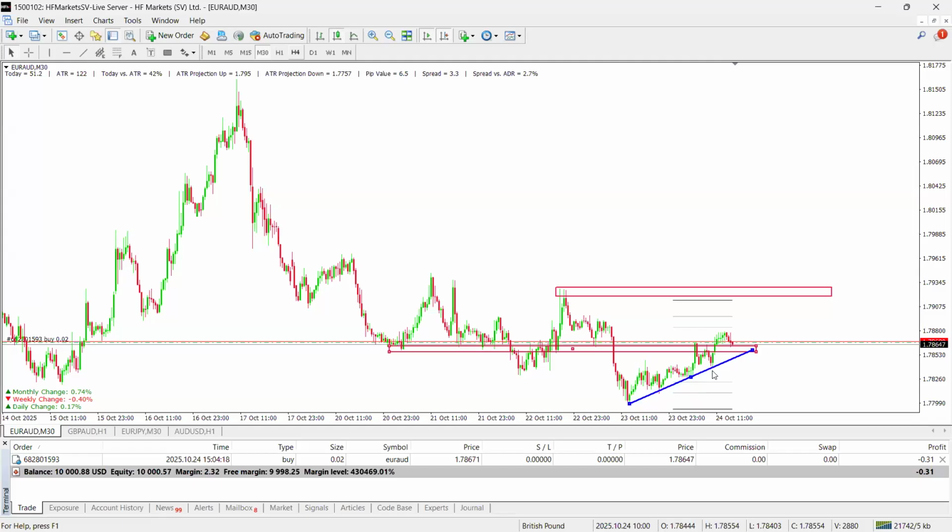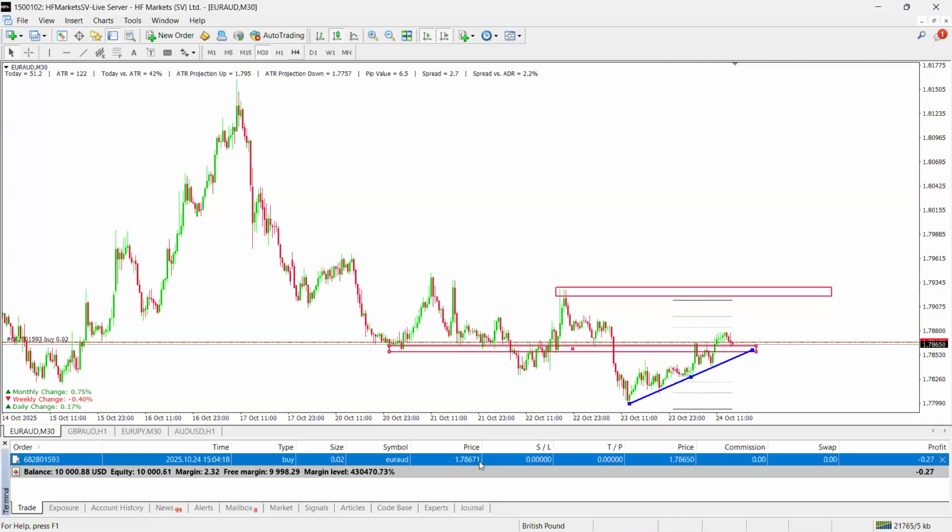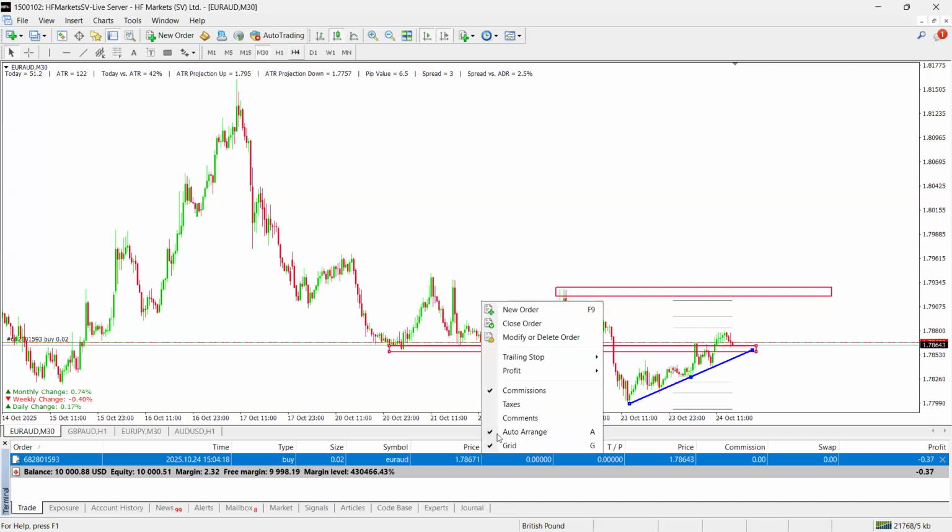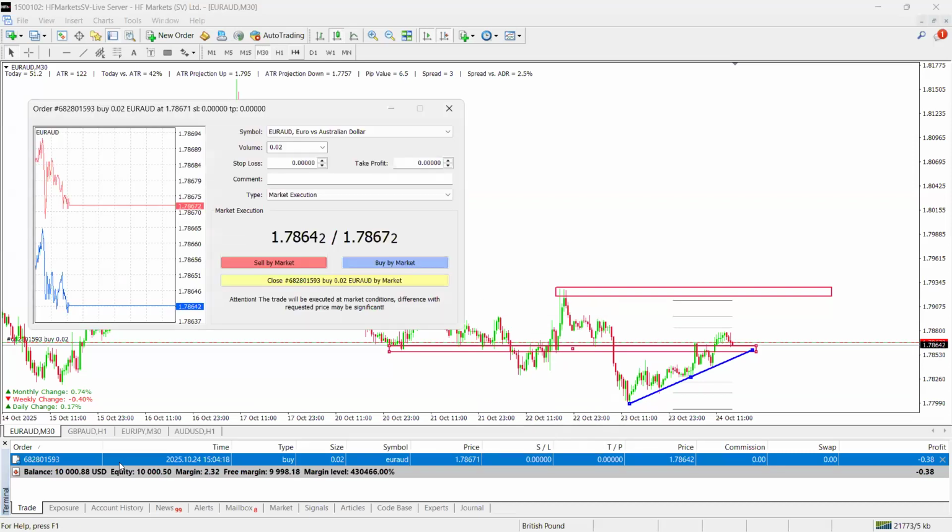How do we do a partial closure? You can right click on the trade that you want to close, click on close order, and right here where it says lot size or volume, change it to the volume that you want to close out. Like, even if this was 0.05, when you right click and press close order, when you get here, change it to the lot size you want to close out.